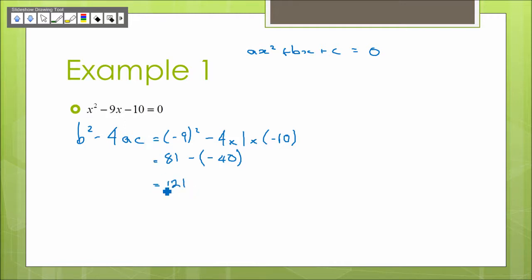So because the value that we got at the end is a positive number, or greater than 0, we can say, therefore, we will get 2 solutions. And that's what we're looking for. We want to find out how many solutions we'll get if we were in fact to finish this question.